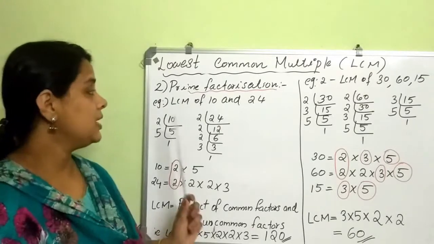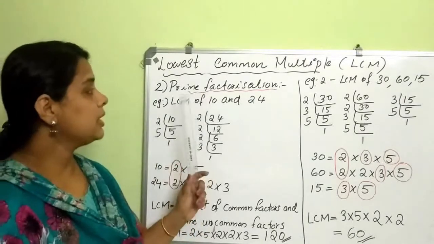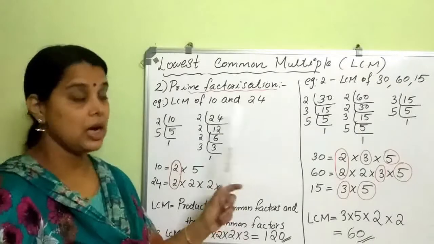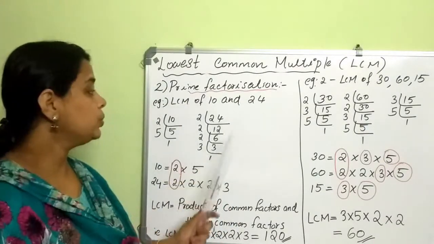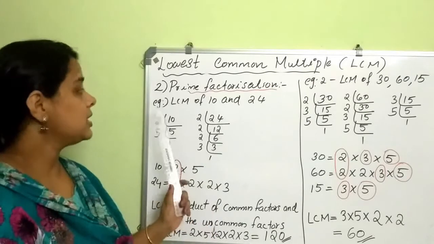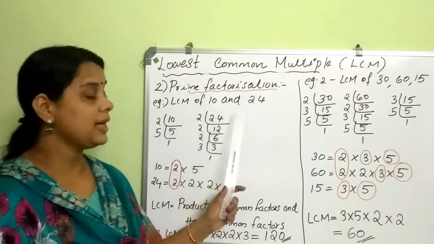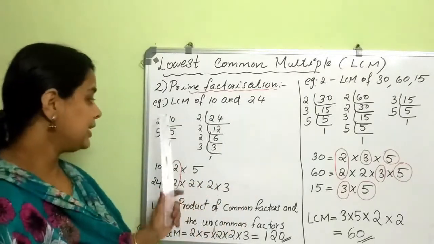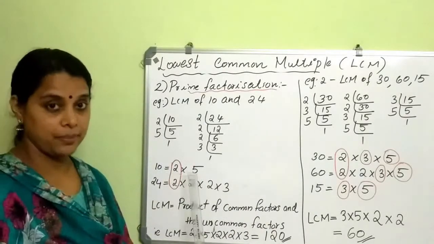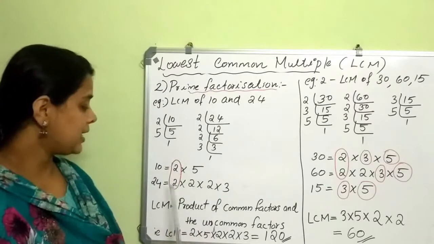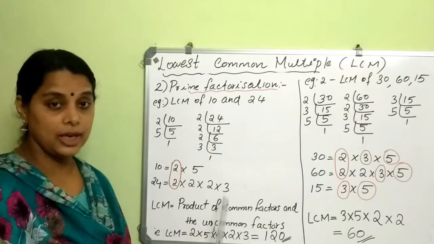Now let's see the second method, prime factorization. How to find LCM by prime factorization. We know how to do prime factorization. See the example, LCM of 10 and 24. See 10, by prime factorization we can write 2 into 5. Here 24 we can write 2 into 2 into 2 into 3.